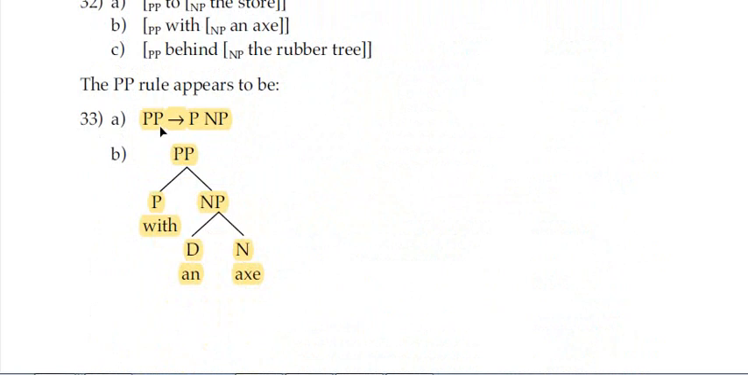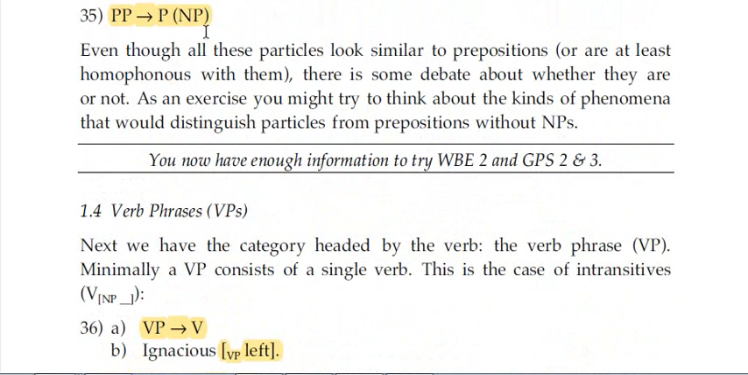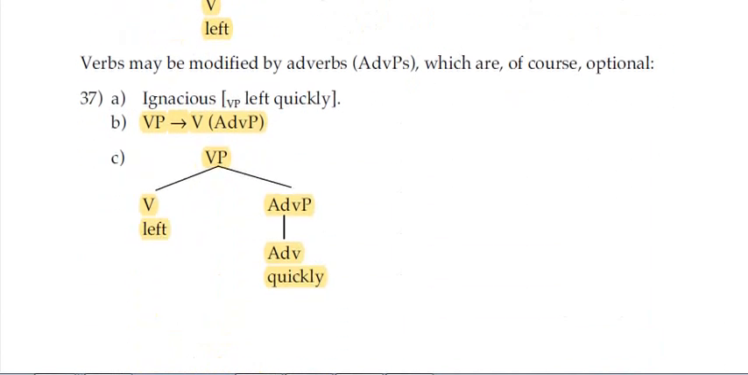So prepositional phrase consists of preposition and noun phrase with an X. Yeah, that's the example. And the noun phrase is optional. If we talk about a verb phrase, itu verb phrase consists of verb. So it can be only one word. But verb phrase can also consist of verb and adverbial phrase.